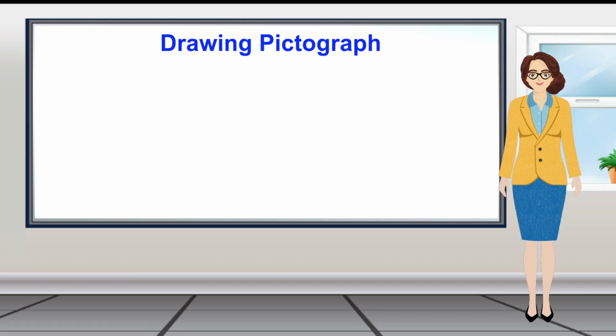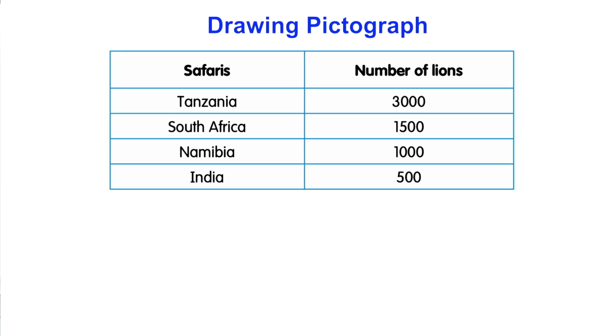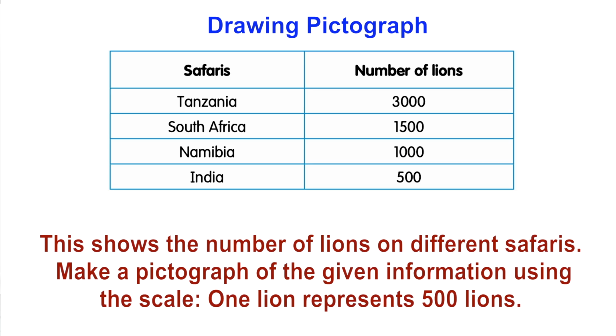Drawing pictograph. Students, let's learn how to create or draw a pictograph from an example. Look at the given table. This shows the number of lions on different safaris. Make a pictograph of the given information using the scale. One lion face represents 500 lions.